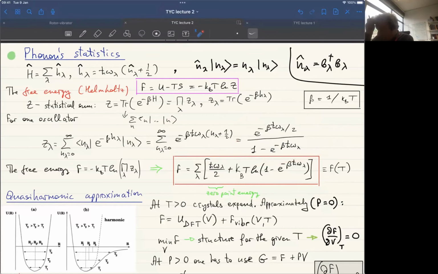This is the result. And now, if you calculate the free energy, you need to take a logarithm of a product of this for different lambdas, and you obtain that result. And after simple algebra, you obtain this expression. So what is this? This is the contribution to the free energy due to atomic vibrations. And each oscillator contributes that much. So there's a zero point energy, h omega over 2, and there is some term which depends on temperature. So the free energy depends on temperature.